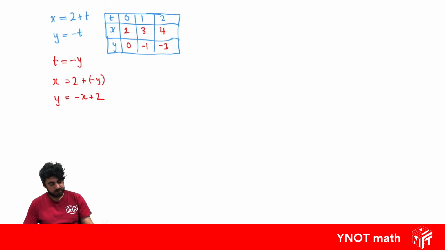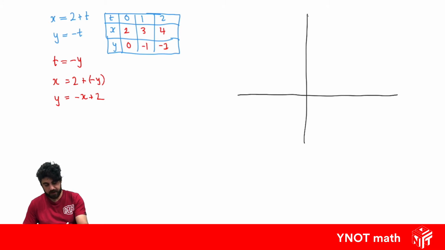So let's graph that out. We only need our xy axis. So we're going to have a y-intercept of 2 and an x-intercept of 2 as well. And we get the equation of this line with those parametric equations.